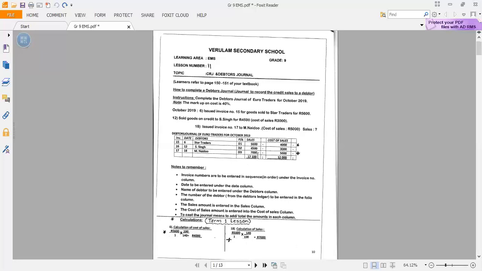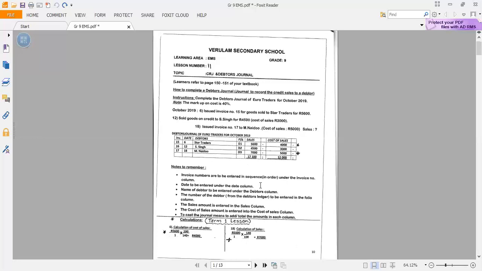Then I go to the sales column. I don't have that amount of 7,000. Let's go to my calculation. At the bottom of page 10, I've got the calculation of sales. That is 5,000 Rand. We start off with the amount that is given to us, multiplied by 140 divided by 100. That gives me an answer of 7,000 Rand. So the sales amount is 7,000, while the cost of sales is 5,000 Rand that was given to us. So I go back to my debtors journal. I record the amount of 7,000 Rand under sales and 5,000 under cost of sales.